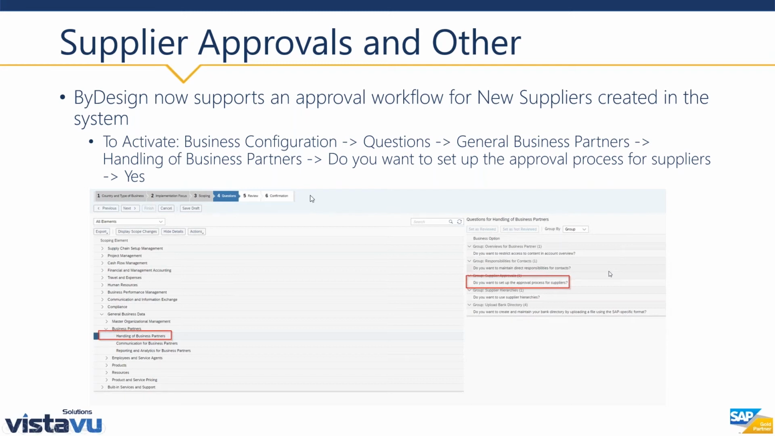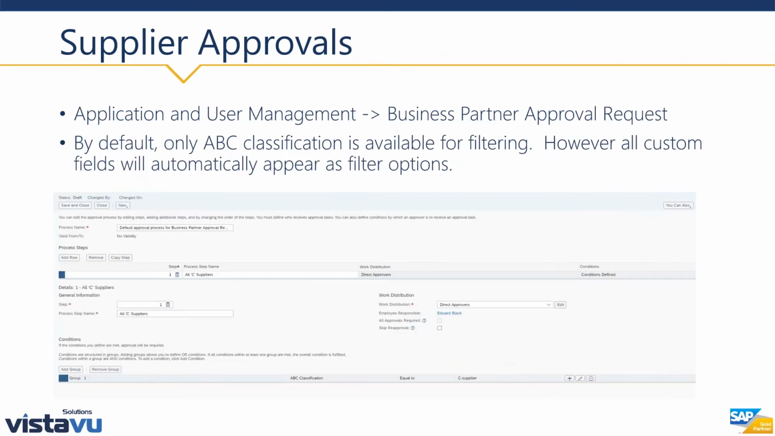When you want to activate that, you'll set it to yes, and as soon as you finish your scoping, a new option within application and user management will show up under approval workflow called business partner approval requests. By default, only the ABC classification is available for filtering and grouping for your sections, but any of your custom fields will automatically appear as filter options, which is nice. So you can add a couple of different custom fields within the system to be able to activate this. And we'll walk through an example really quickly as well.